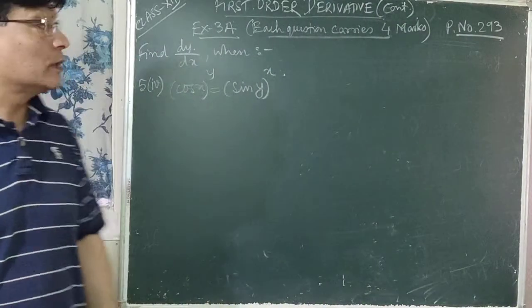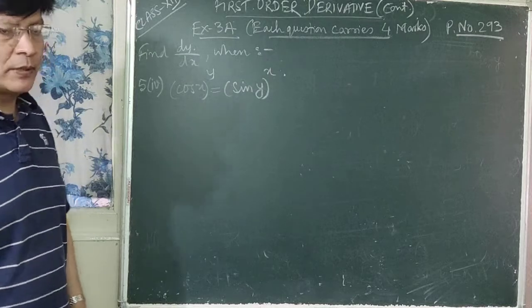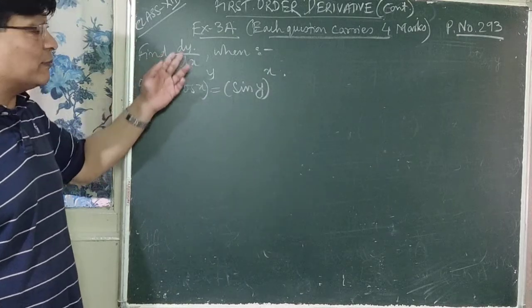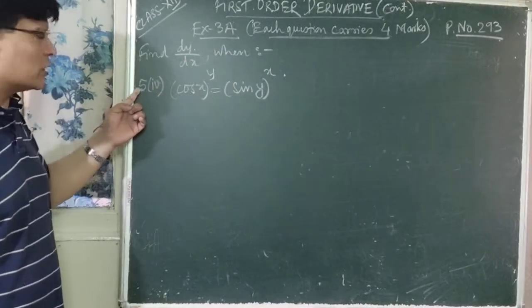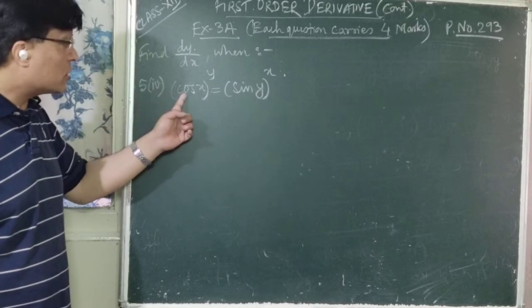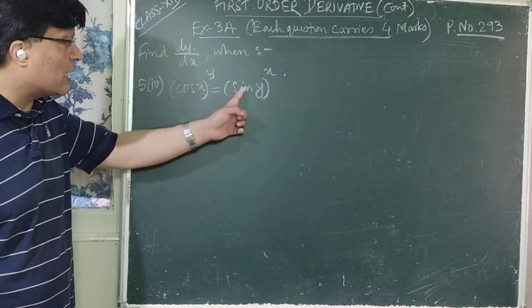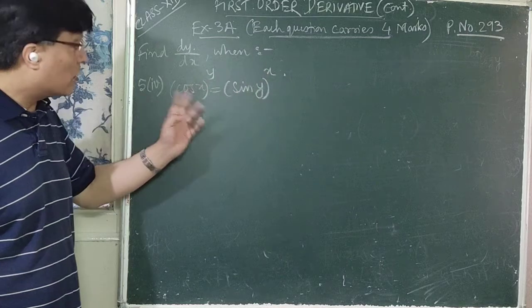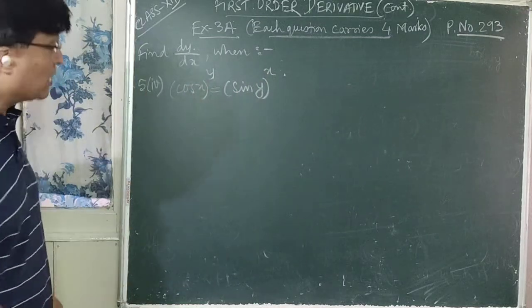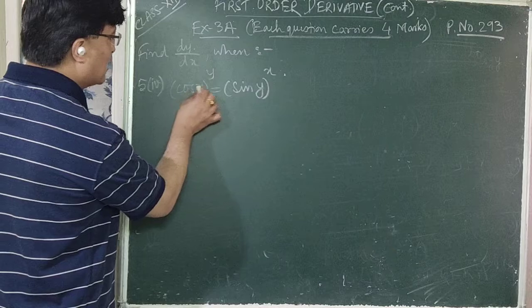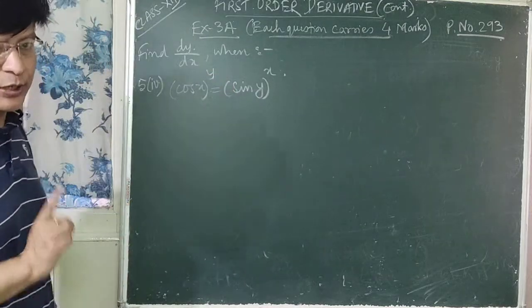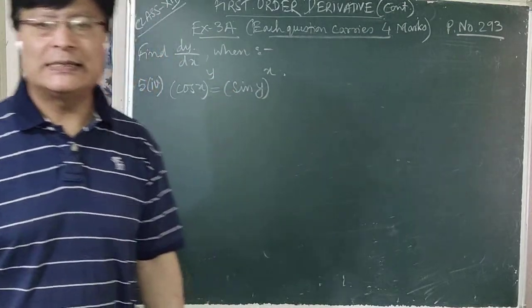So now we'll do the next question. Here also you have to find out dy by dx, this is question number 5.4. (cos x) whole to the power y is equal to (sin y) whole to the power x. Here also the variables are x and y, but in this case both the base and the powers are variables. So here also you cannot differentiate it directly.